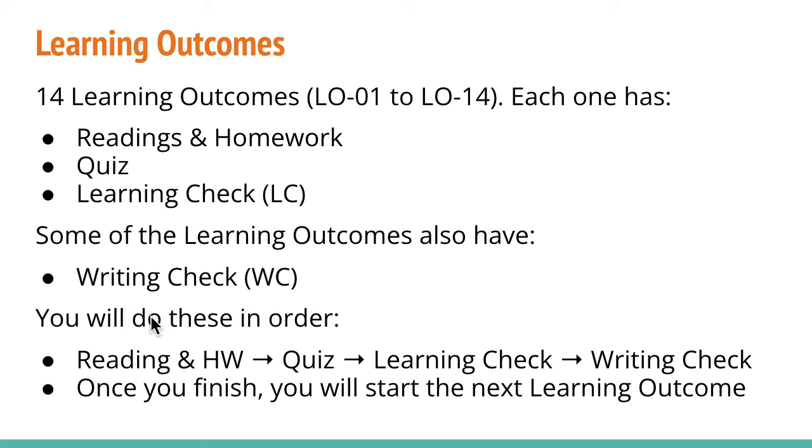So in this particular course, we will have 14 learning outcomes. They're called LO1 through LO14. Each learning outcome will have a set of readings and homework, a quiz, and a learning check. Think of the readings and the homework as sort of replacing the lecture in a face-to-face class. They basically prepare you for the measures of your proficiency, which start at the quiz.